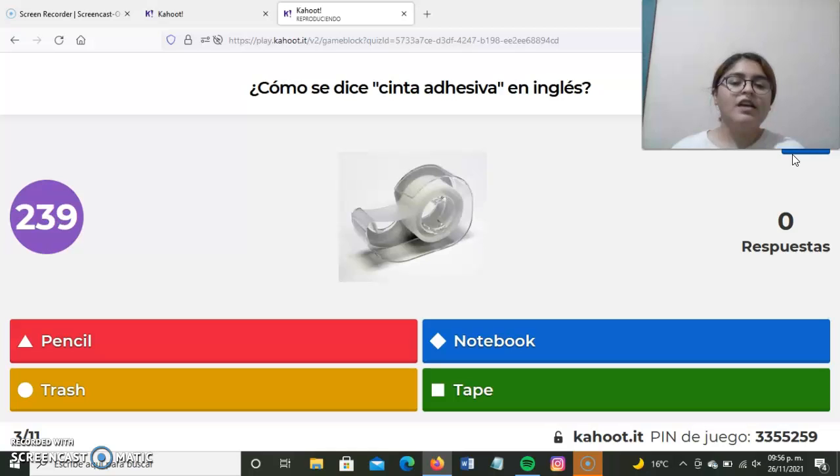¿Cómo se dice cinta adhesiva en inglés? Think about your answer. I think this is an easy one. Yo pienso que esta es una fácil. Because we use the same word in Spanish sometimes. Porque nosotros a veces usamos la misma palabra en español. So, think about it. Piénsenlo.